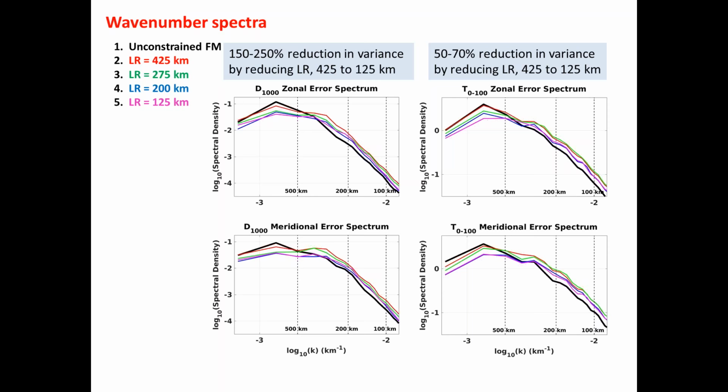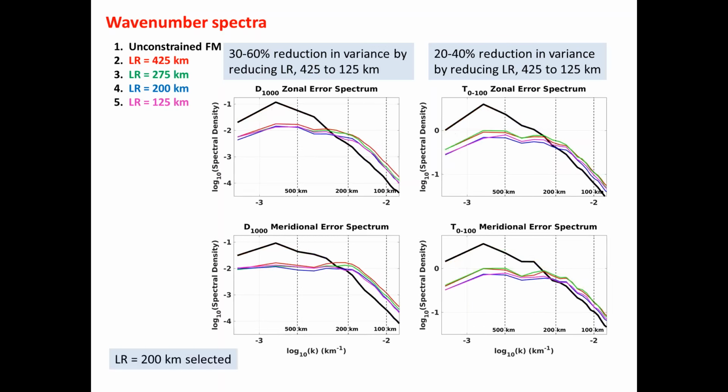One thing you see is that for the two smallest radii, 200 and 125 kilometers, the results are very close. So when you get down to around a 200-kilometer localization radius, you're not gaining much by decreasing it, because you're correcting a smaller and smaller area.